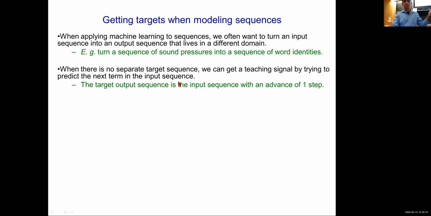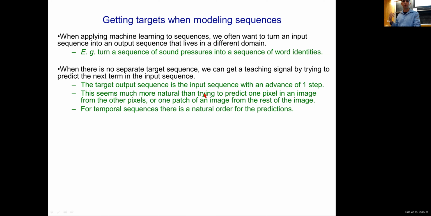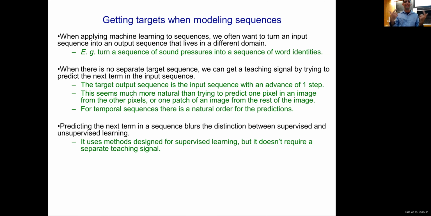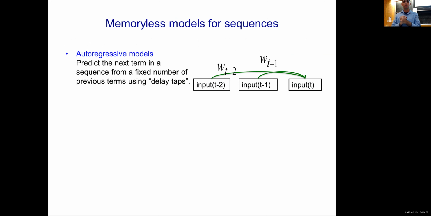And when there's no separate target sequence, you can again get a teaching signal by learning to predict the next item. So basically that blends the difference between supervised learning and unsupervised learning. So you can basically start predicting the next term and then learning about the spatial and temporal context of those sequences. So how do we do that in machine learning?